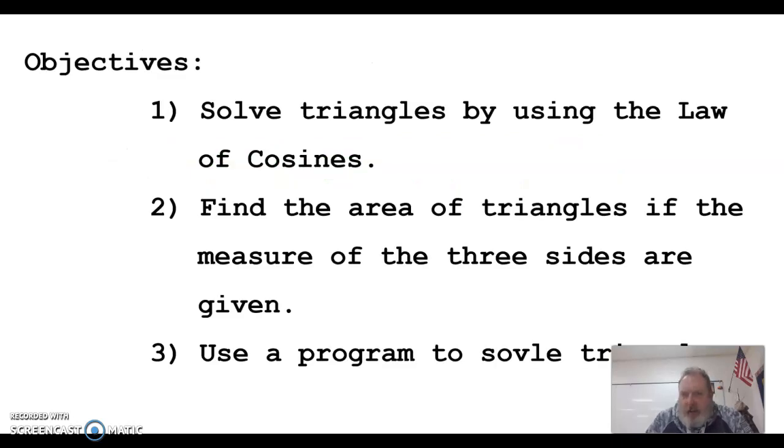So Law of Cosines, again, is another formula to help us solve triangles. And again, we can use this not only for finding missing sides and angles, we can also use something called Hero's formula to find the area of a triangle, and then again, using that formula to solve. So that's what we're going to move forward with today. So here is law of cosines.